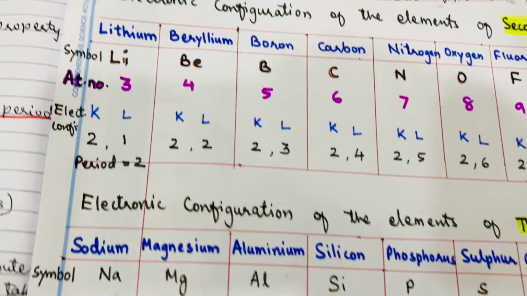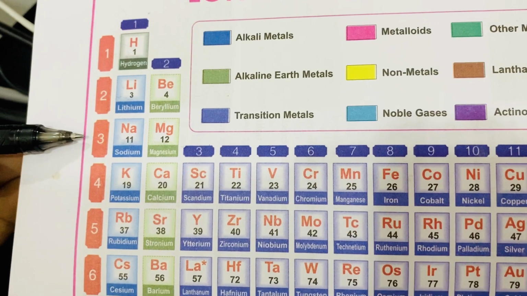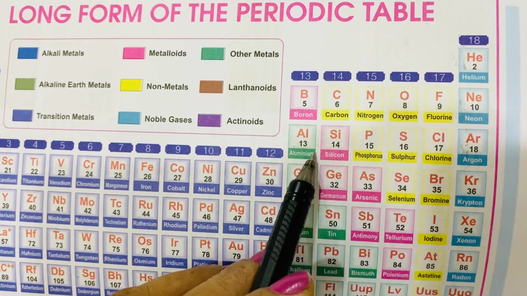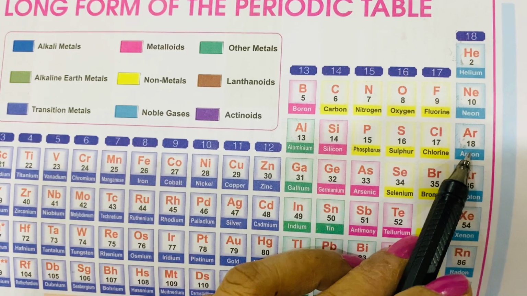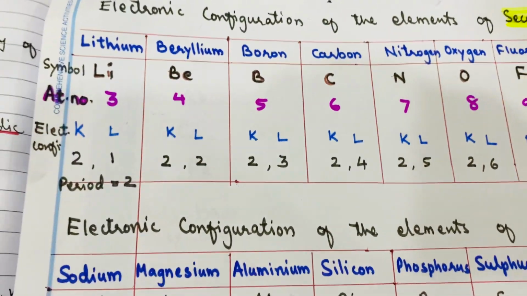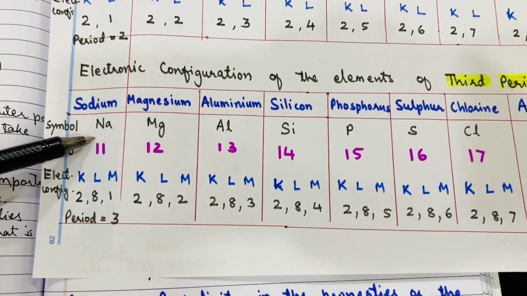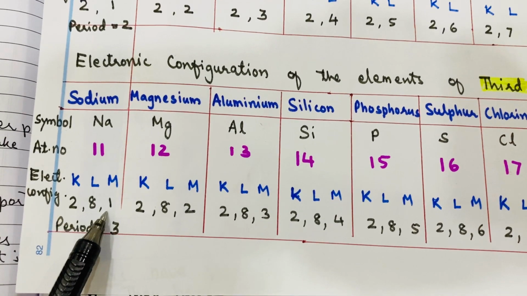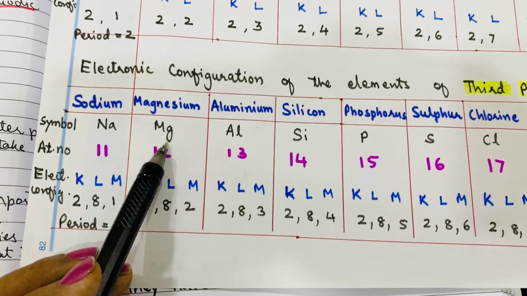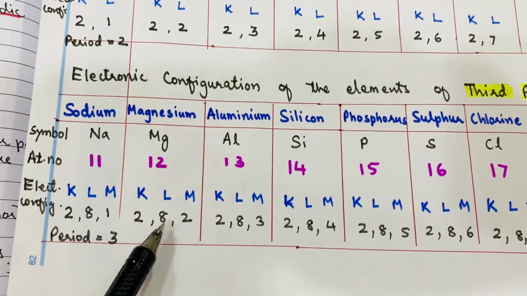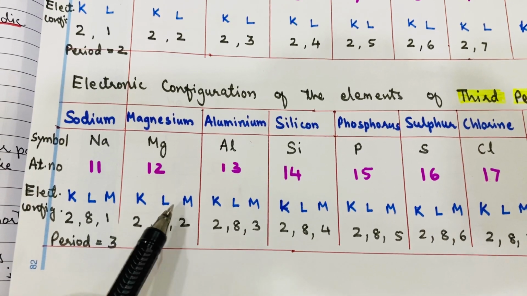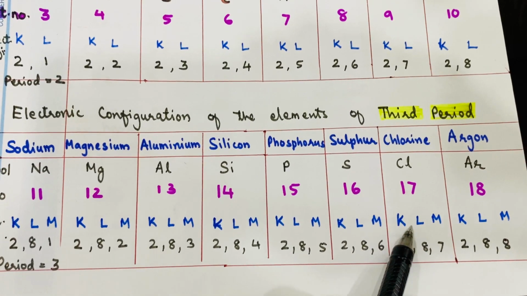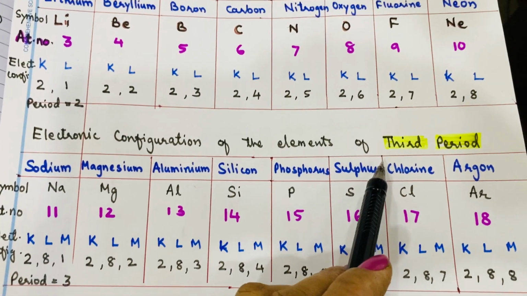Now let us talk about the electronic configuration of period 3 elements. All these elements present in period 3, sodium, magnesium, aluminum, silicon, have got 3 shells filled with electrons. You can see here in the electronic configuration of period 3 elements, sodium, atomic number 11, electronic configuration 2, 8, 1. So 3 shells are filled with electrons. Similarly, magnesium, atomic number 12, 2, 8, 2. This is the electronic configuration in which 3 shells are filled with electrons. Likewise, all these elements have got 3 shells in them. That's why if they have 3 shells, they belong to period 3, or the third period.